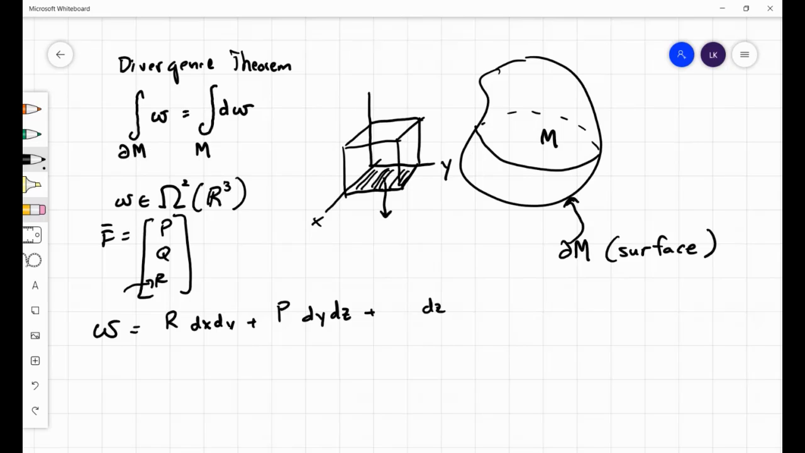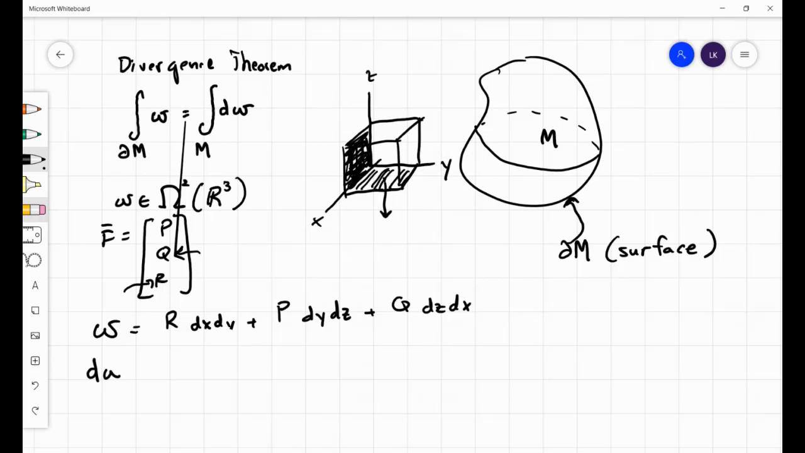And then we have dz dx. And what would multiply that is the y component of your vector field. So dz dx, this is a differential area element. We want just the component of the vector field that's perpendicular to that face. So that's the y component.